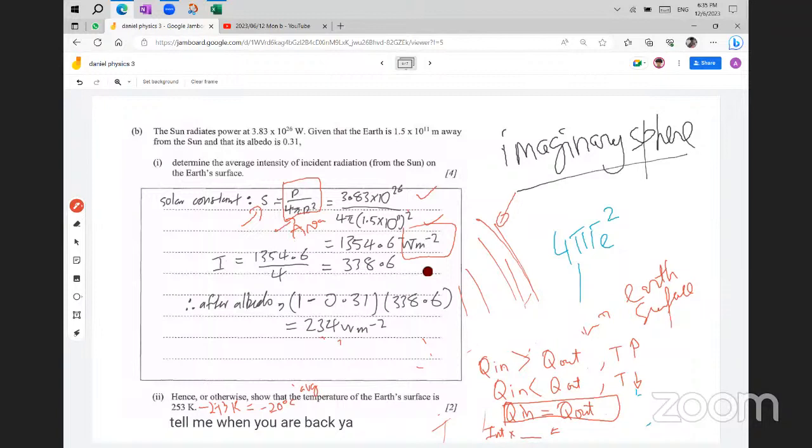How about convection? No, cannot. There's no moving air in space. Yeah, correct. There's no medium in the vacuum of space. I cannot convect. Okay. How about radiation?